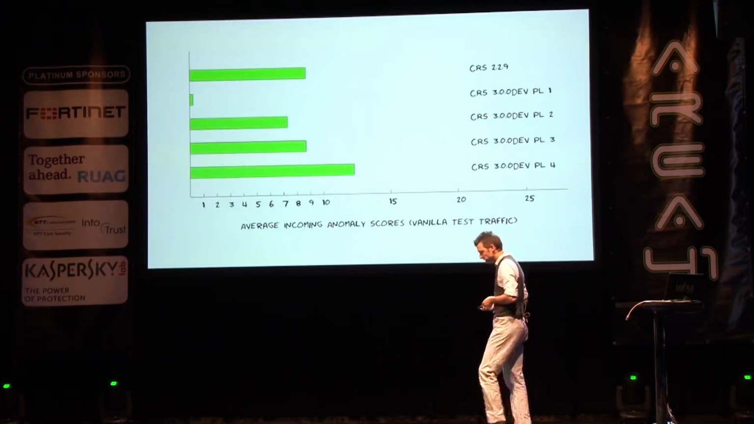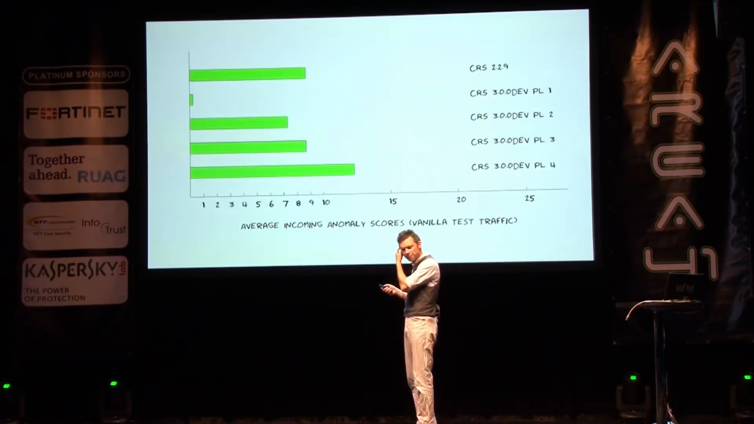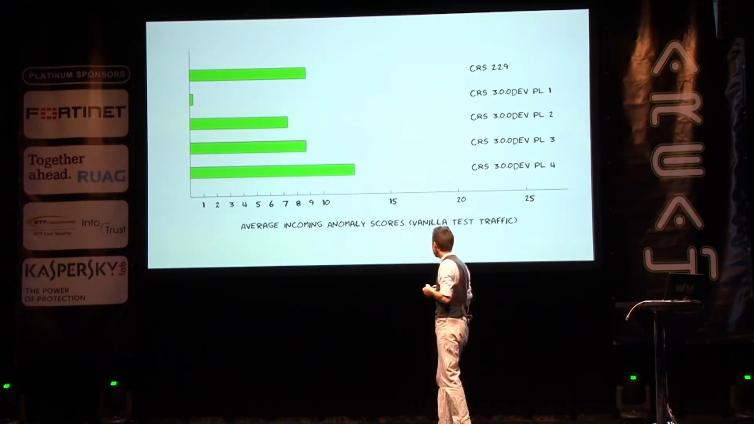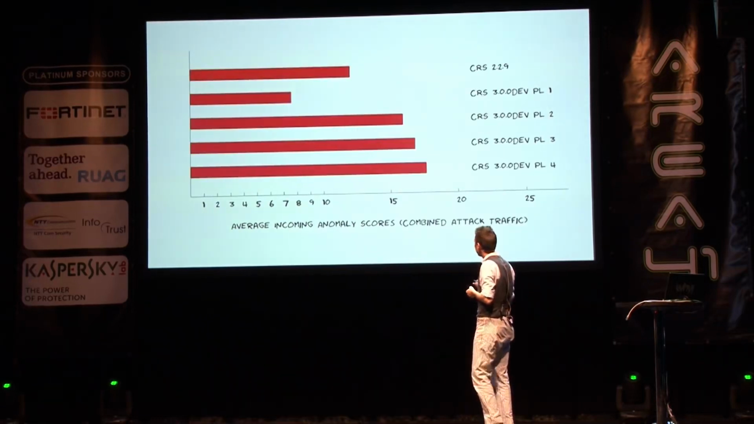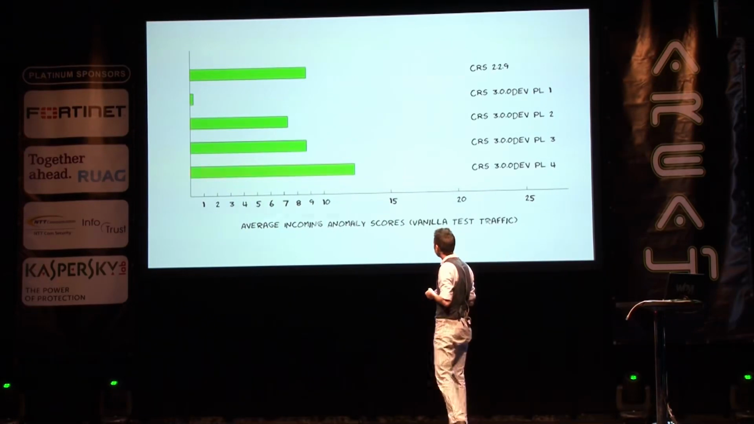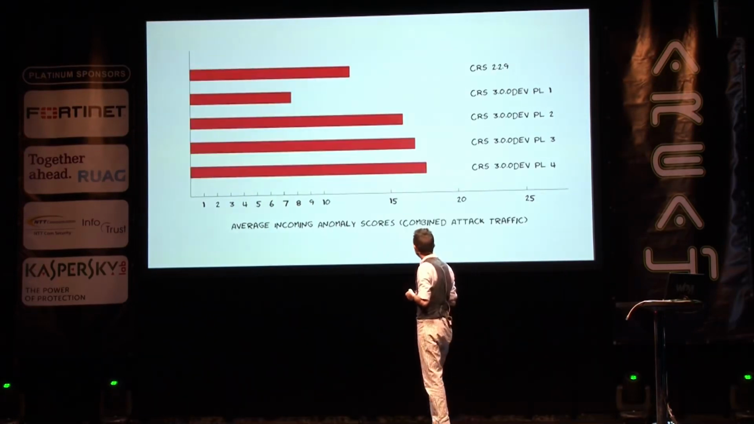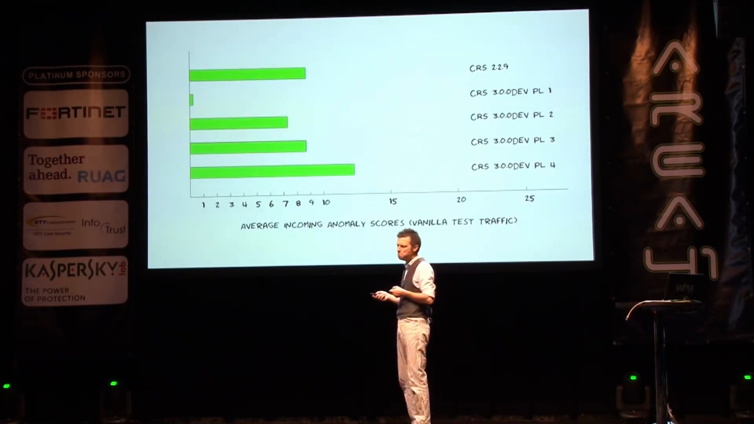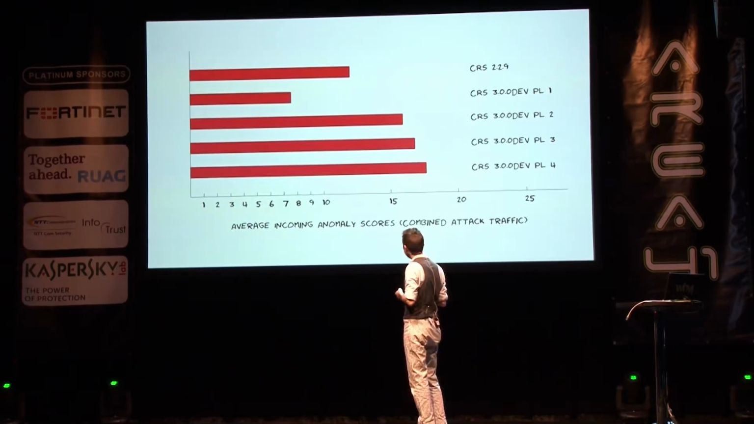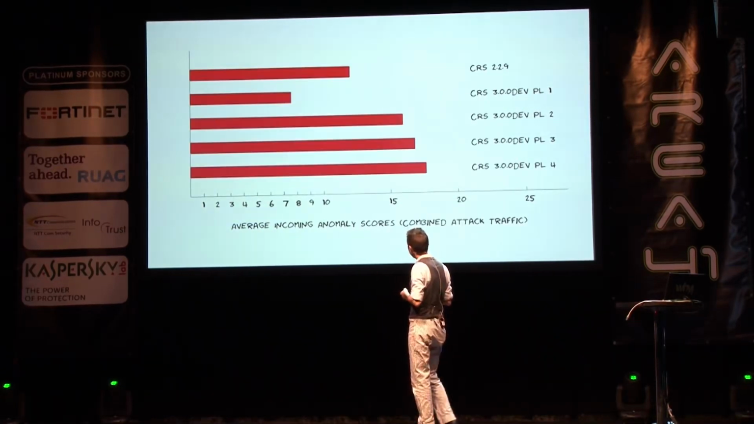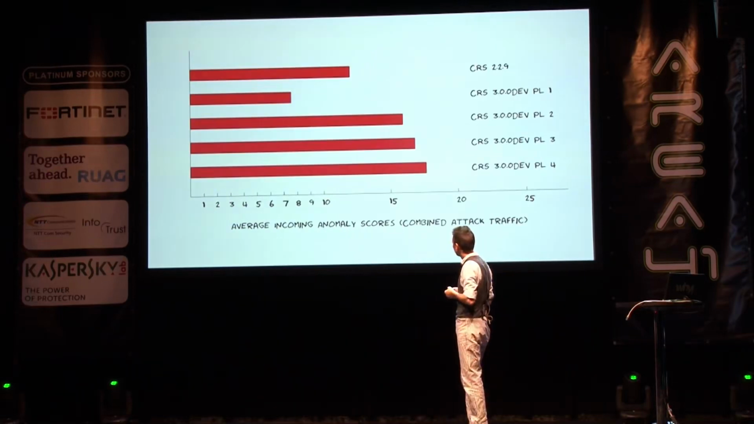So return to the statistics. You have seen this before. This is my vanilla test traffic. This is myself, victim of a man-in-the-middle attack. And this is the combined attack traffic. You see the difference. This is huge. And at Paranoia level 1, you can say, like most of these alerts, they are really the attackers. And then even on higher Paranoia levels, there is a huge gap between green and red.